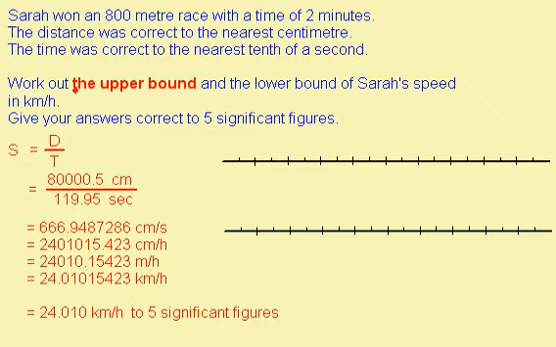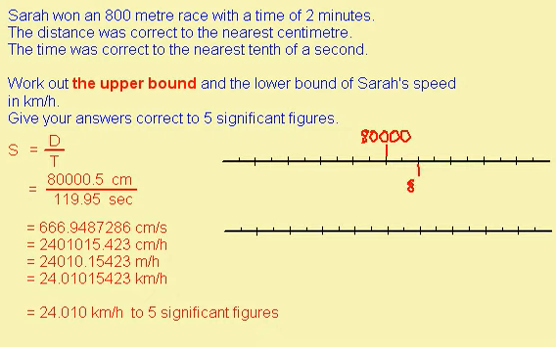First of all, I want to look for the upper bound. Speed is distance divided by time. For the upper bound, I want the largest distance and the smallest time. The distance is given in metres, but this is correct to the nearest centimetre, so I need to change it to centimetres. 800 metres is 80,000 centimetres.